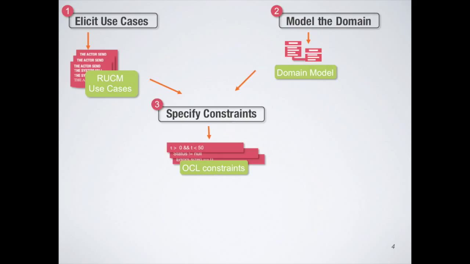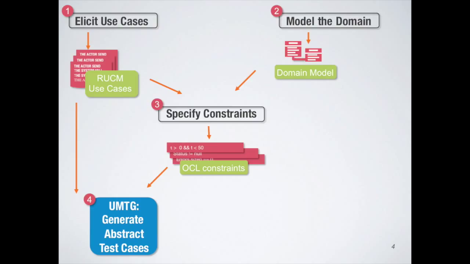In the third step, UMTG can automatically extract a list of conditional descriptions from the use cases. This list of conditional descriptions needs to be specified into OCL by the engineers. Then, by combining natural language processing and constraint solving, UMTG can automatically generate a set of abstract test cases. Abstract test cases are test cases whose inputs are defined as instances of the domain entities, so they can't be executed on the system.